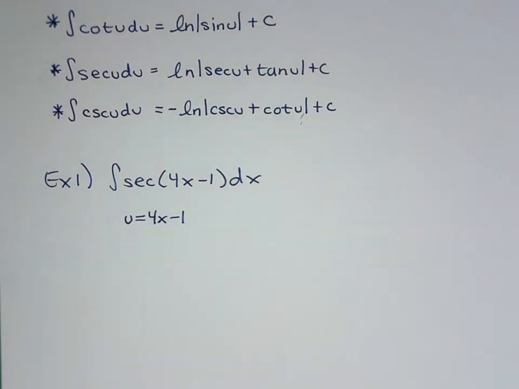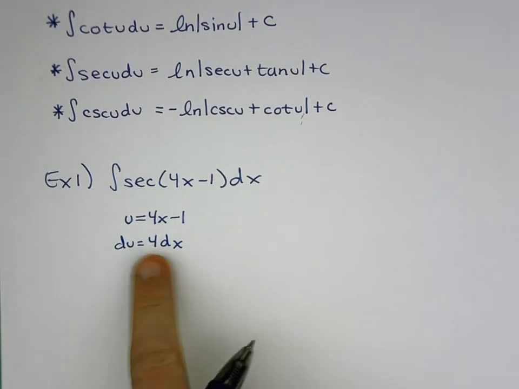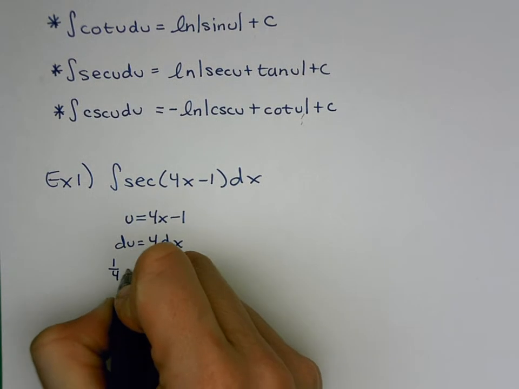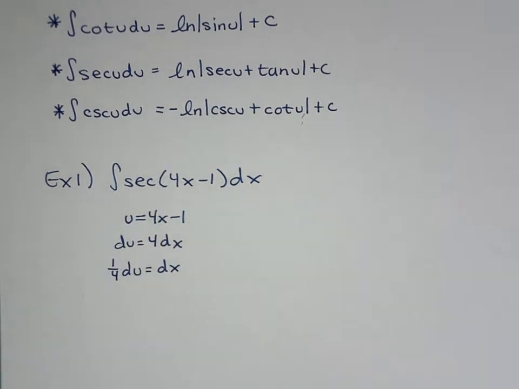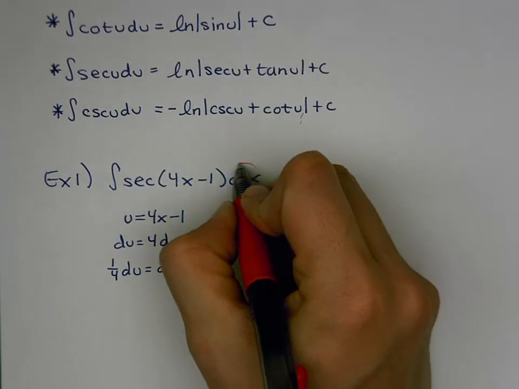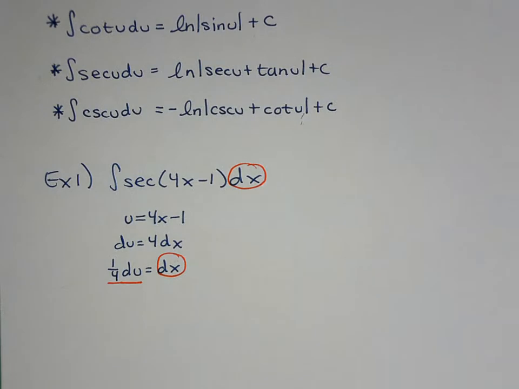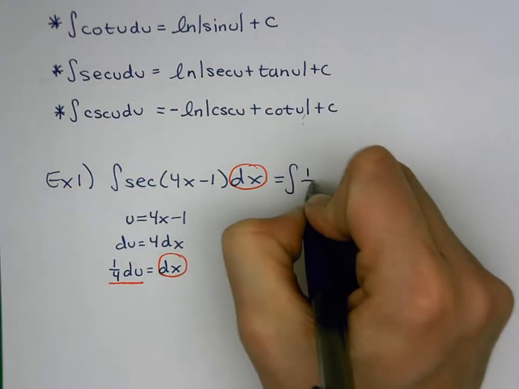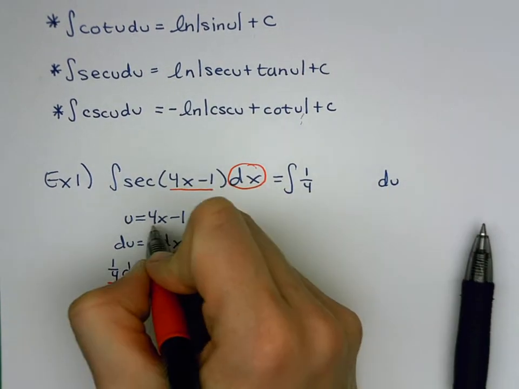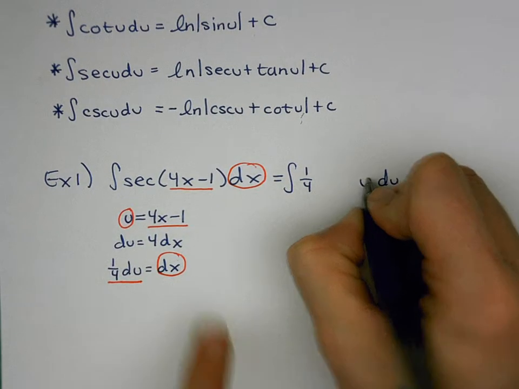So my u would be 4x minus 1. My du then would be 4 dx. I do not have that coefficient within my integrand, so I am going to divide that 4 over to the other side, and I can do my u du substitution on that piece. The dx is going to come out and be replaced with 1/4 du. The 4x minus 1 is going to come out and be replaced with u. So we've got our u here instead of our 4x minus 1.